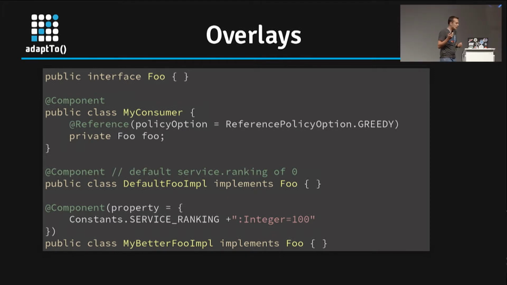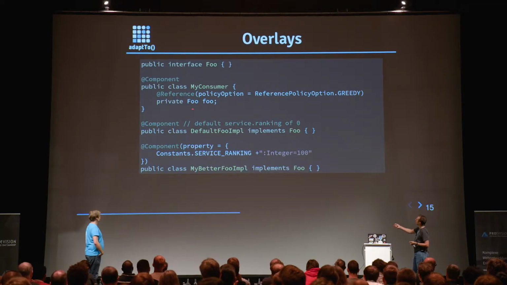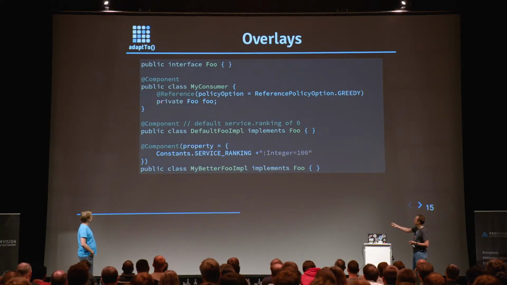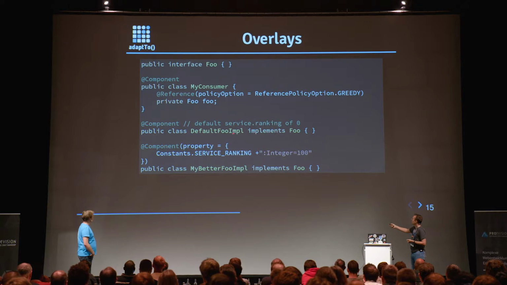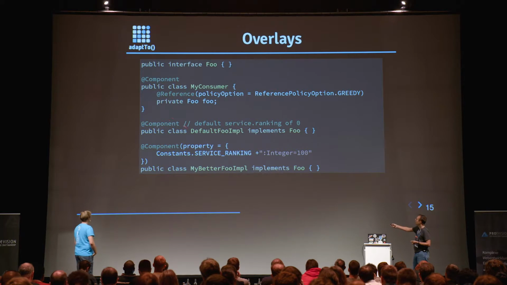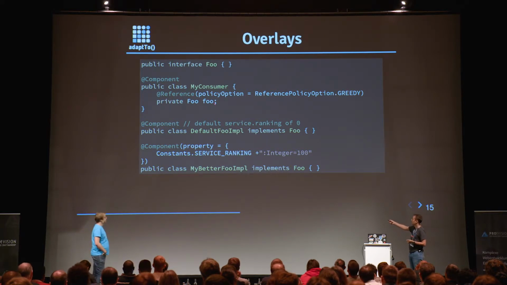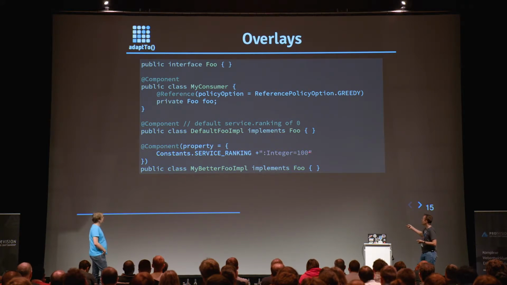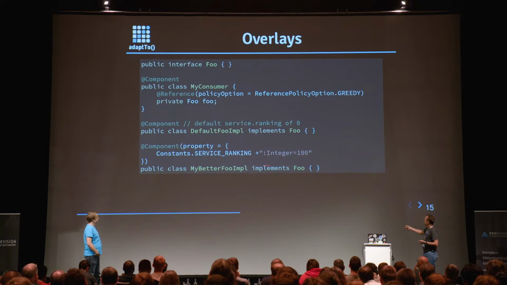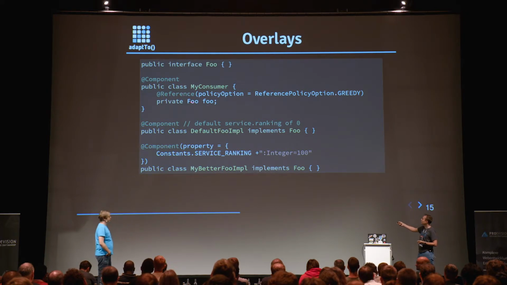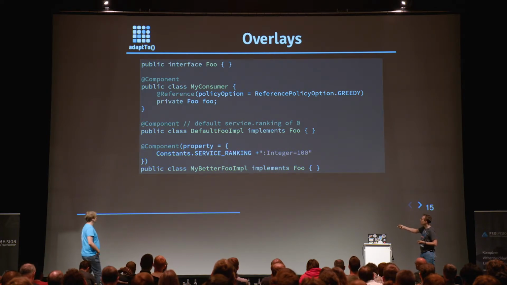Overlays. When you have an OSGi service, let's assume that you have this consumer that reaches out to a certain component that is defined by the interface foo. You usually have your single implementation, let's call it the default implementation, that is a component, and it gets wired to this reference. What you can do is define another component which has a higher service ranking. And this is my better implementation. And what you want to get is that this foo reference here goes to the better implementation, not to the default implementation.